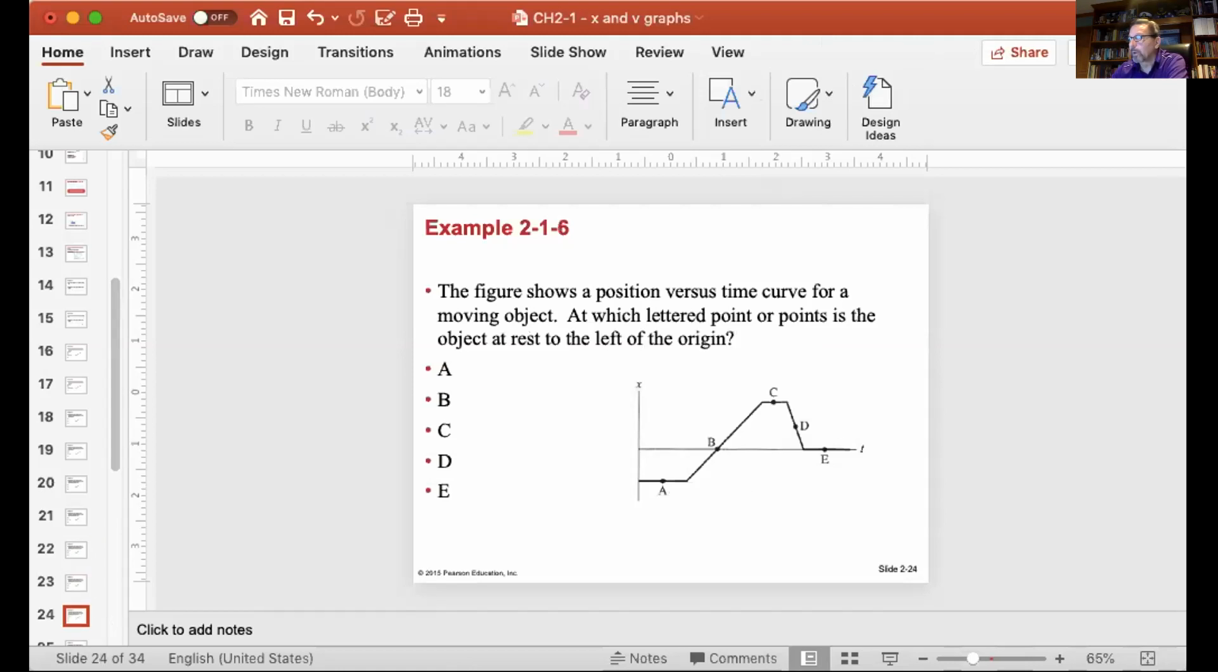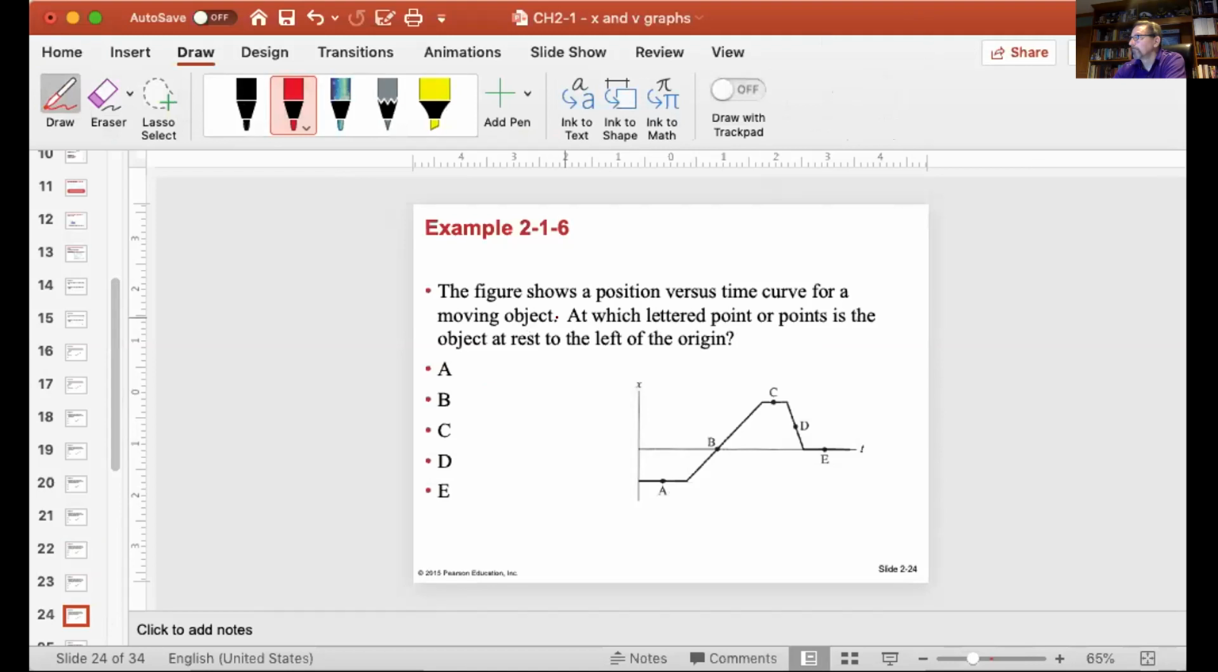Now we're on the next one, and same diagram. Which lettered point is the object at rest to the left of the origin? You always have to remember the conventional way to draw a coordinate system: that's positive right there, and that's negative right there, isn't it? Negative numbers. That's a pretty big hint.